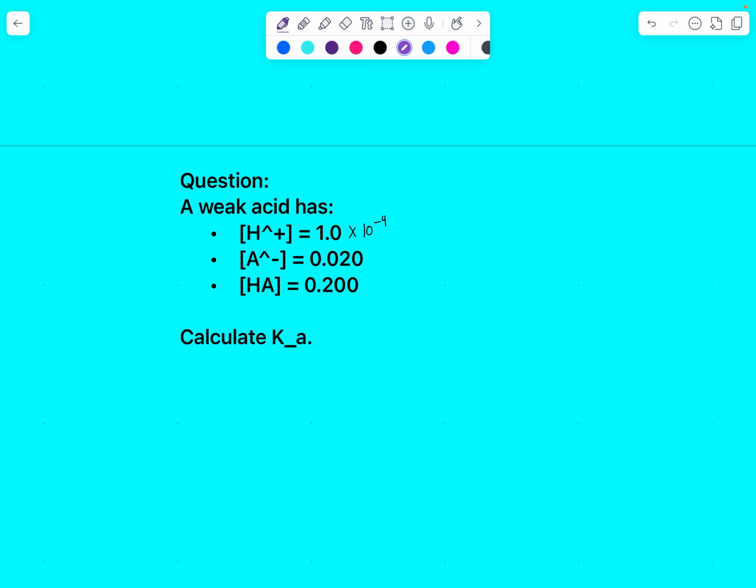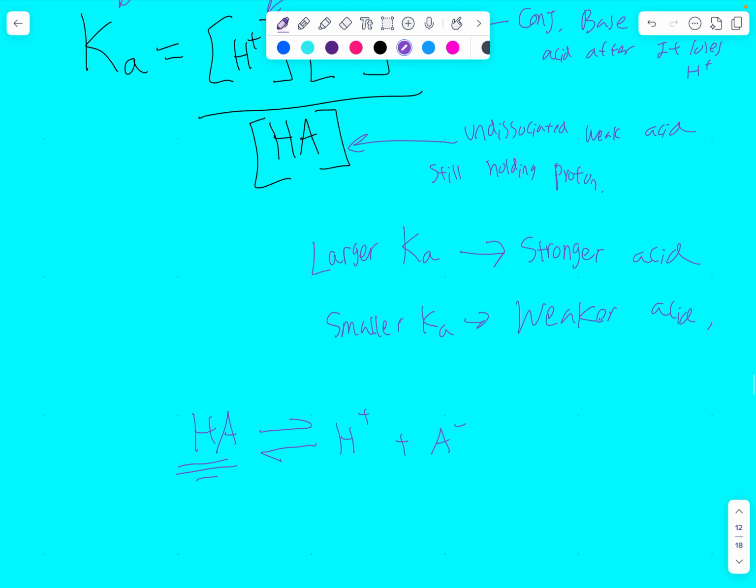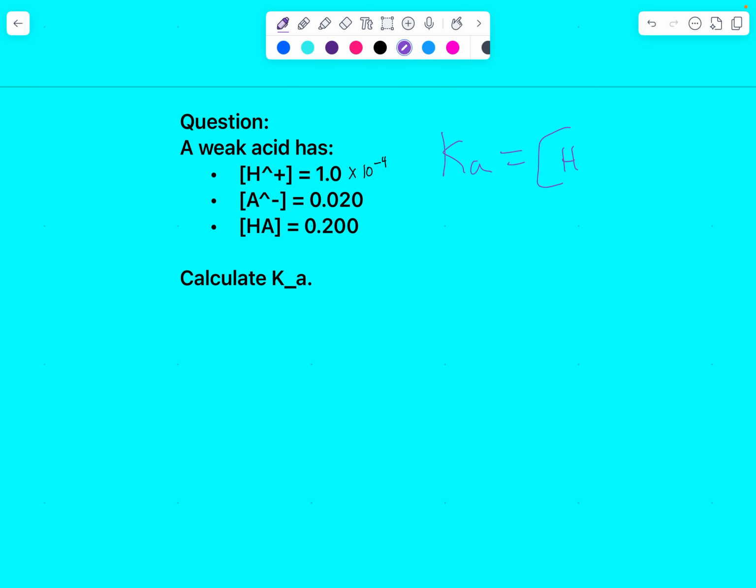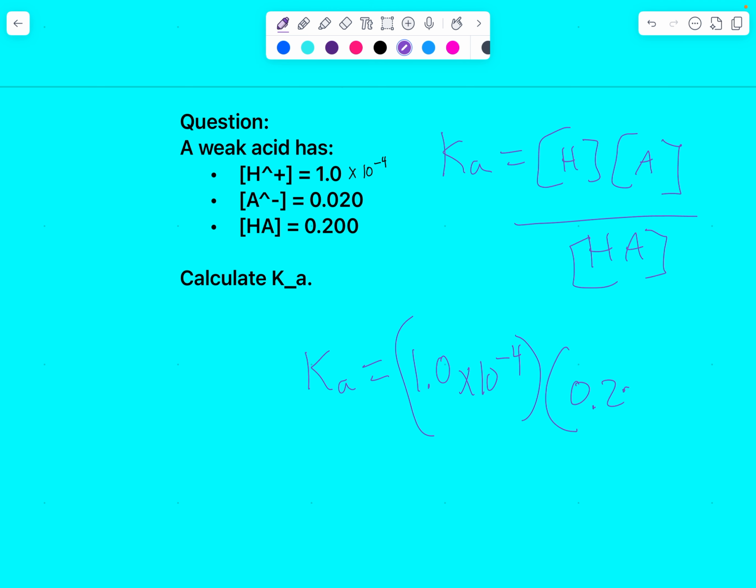Let's take a look at this problem. A weak acid has [H⁺] of 1.0 times 10 to the negative fourth, [A⁻] of 0.020, and [HA] of 0.200. Calculate Ka. Let's do it. We know the formula. Ka equals what, you guys? [H⁺] times [A⁻] all over [HA]. So let's plug it in. Ka equals 1.0 times 10 to the negative fourth times an A of 0.200. Oh, no, 0.020. Gosh, it's like I'm blind.